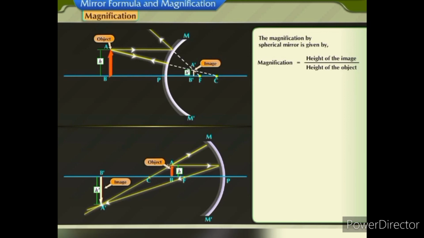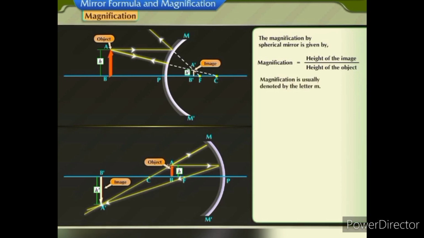Magnification gives the relative extent to which the image of an object is magnified with respect to the object size. Magnification is usually denoted by the letter M. If h is the height of the object and h dash is the height of the image, then the magnification M produced by a spherical mirror is given by M is equal to h dash divided by h.